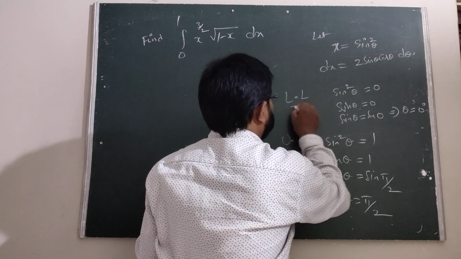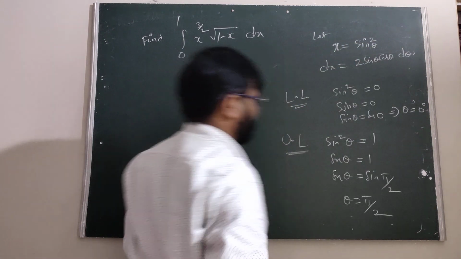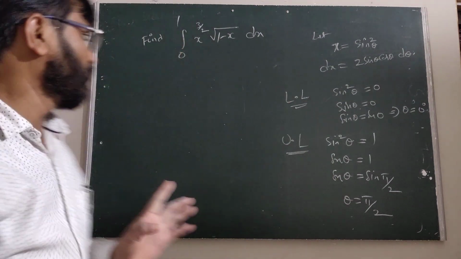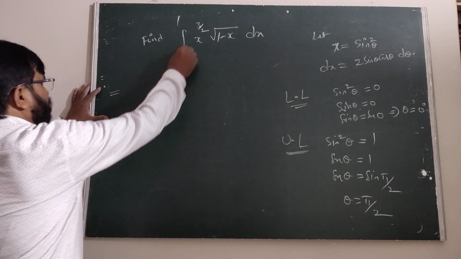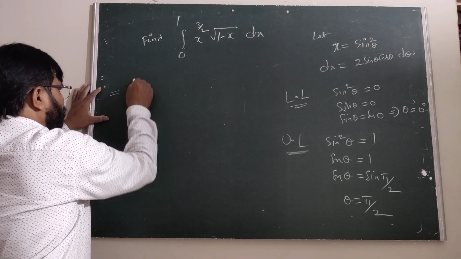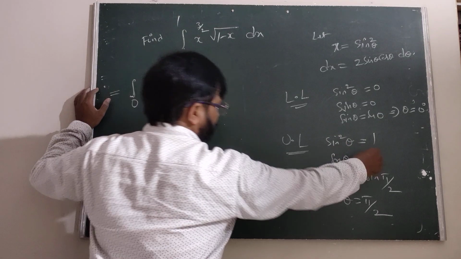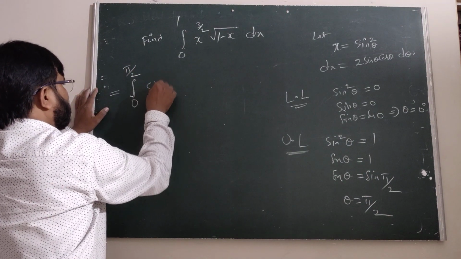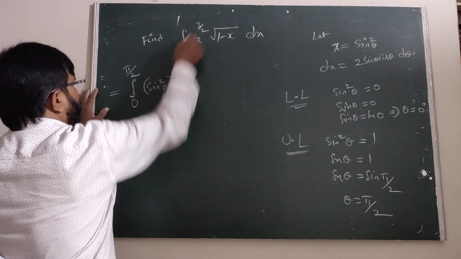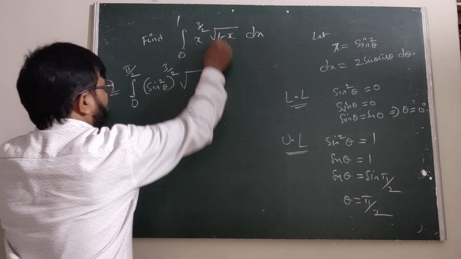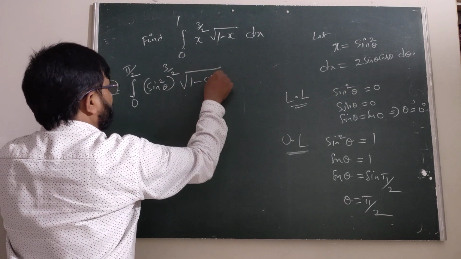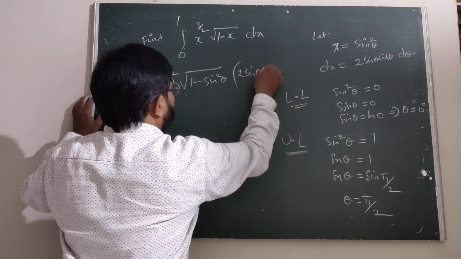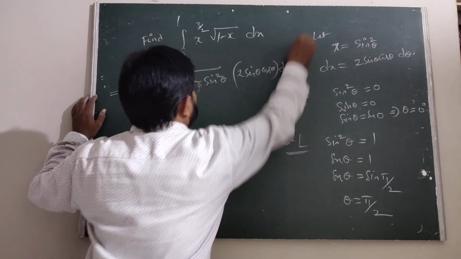When we take x equal to sine square theta, we also change the limits, lower and upper. Therefore the lower limit we got is 0, and the upper limit, corresponding to 1, is pi by 2. The x we take as sine square theta, whole power 3 by 2, under root of 1 minus x, which is sine square of theta, and dx is 2 into sine theta into cos theta into d theta.